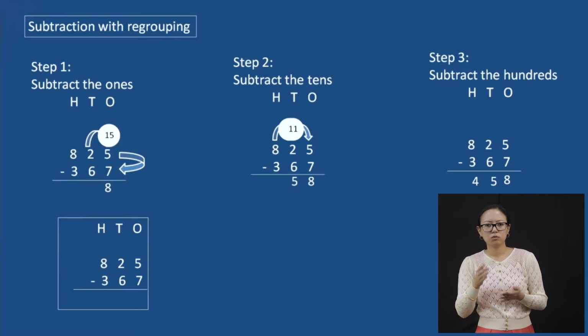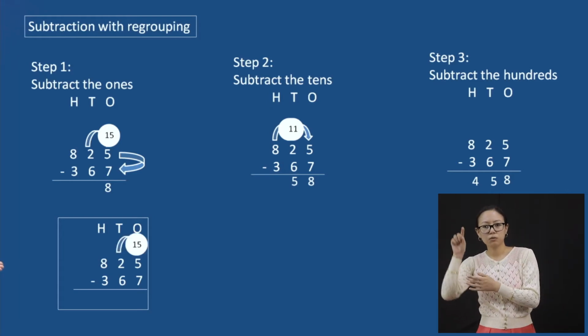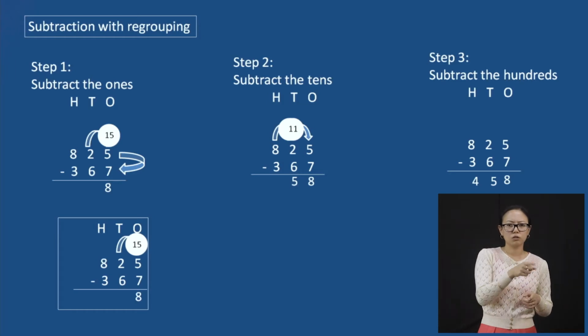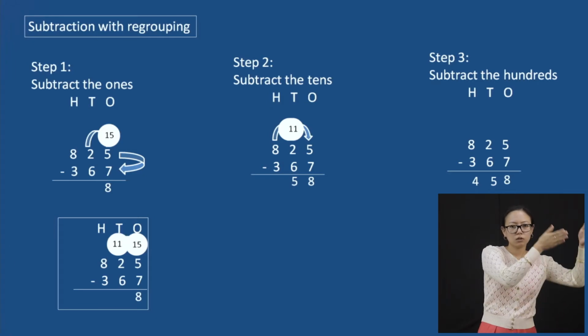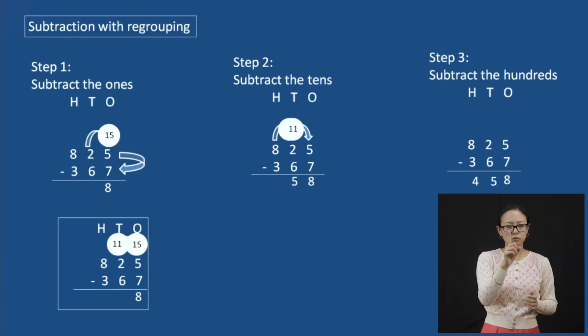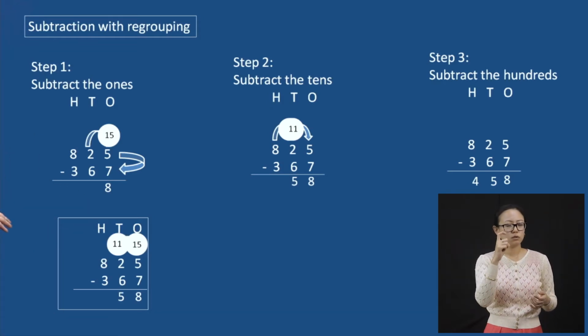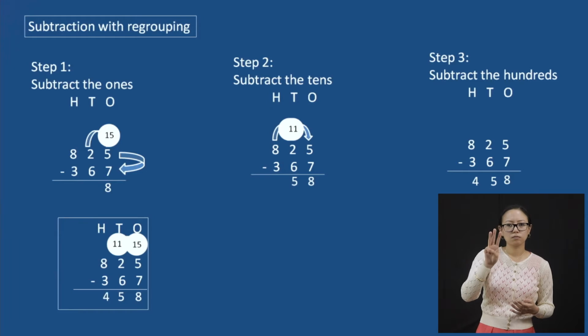So here 5, impossible. Took 1 from the tens place. You regrouped it as 15 ones. So 15 minus 7 is 8. Now the next one, you have only 1 because 1 has been given to the ones. So again, you take 1 from hundreds, which makes it 11. So 11 minus 6 is 5. Now you have 7 because 1 has been given to the next number. So 7 minus 3 is 4.